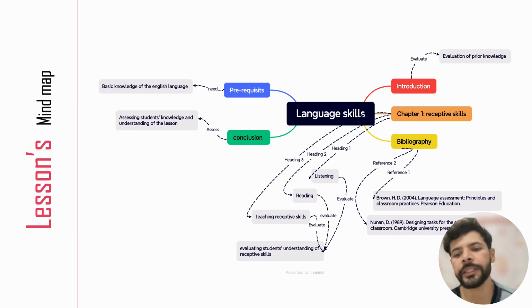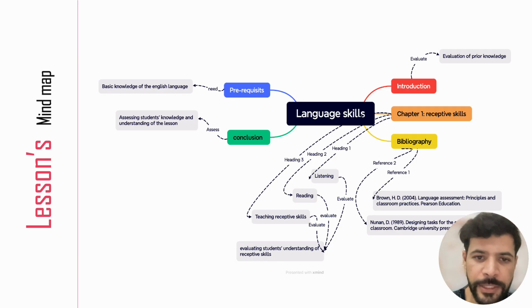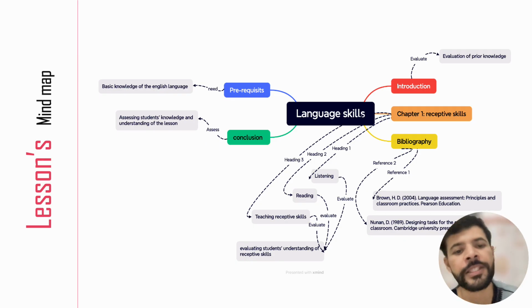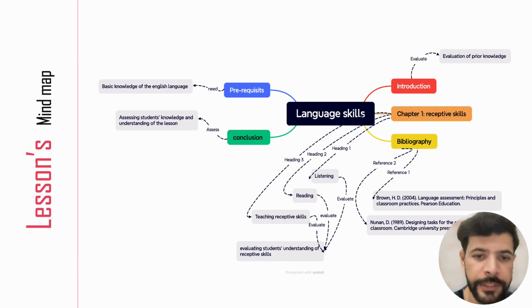As mentioned earlier, in this lesson we'll be firstly addressing the first chapter of the course, which is receptive language skills. That will consist of listening and reading. The same mind map holds the prerequisites, the introduction, the conclusion, and a list of bibliographical materials that will be very helpful for students once completing this course.